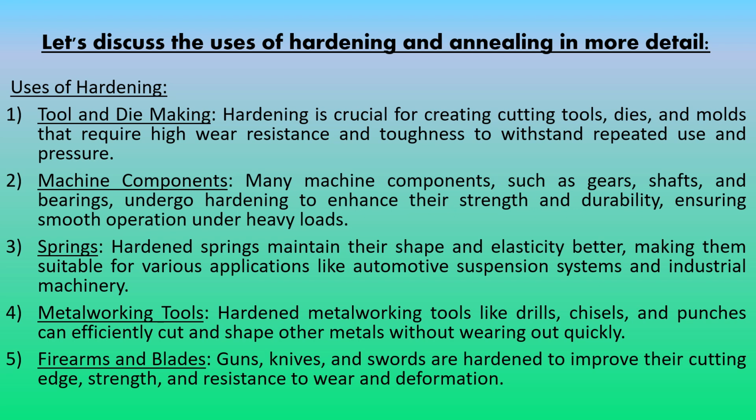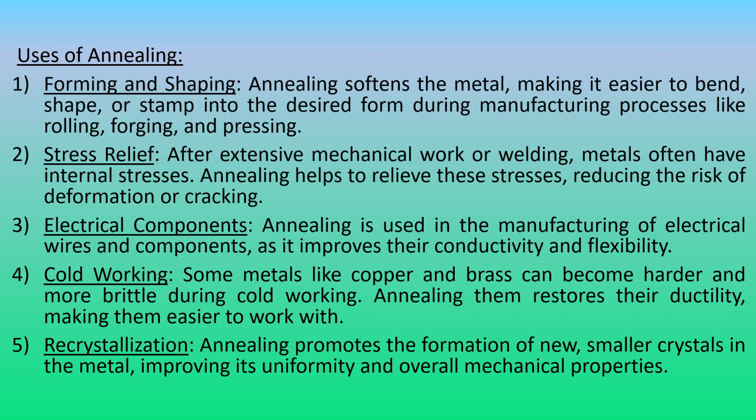Metalworking tools. Hardened metalworking tools like drills, chisels, and punches can efficiently cut and shape other metals without wearing out quickly. Firearms and blades. Guns, knives, and swords are hardened to improve their cutting edge, strength, and resistance to wear and deformation. Uses of annealing. Forming and shaping. Annealing softens the metal, making it easier to bend, shape, or stamp into the desired form during manufacturing processes like rolling, forging, and pressing.